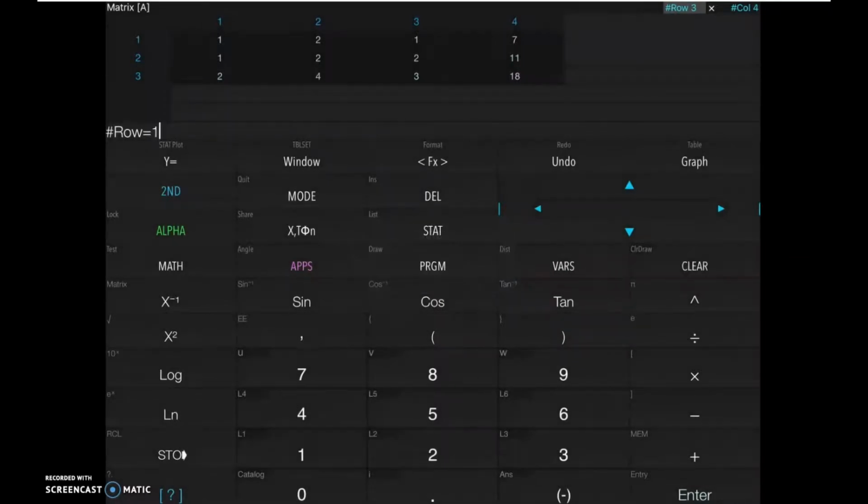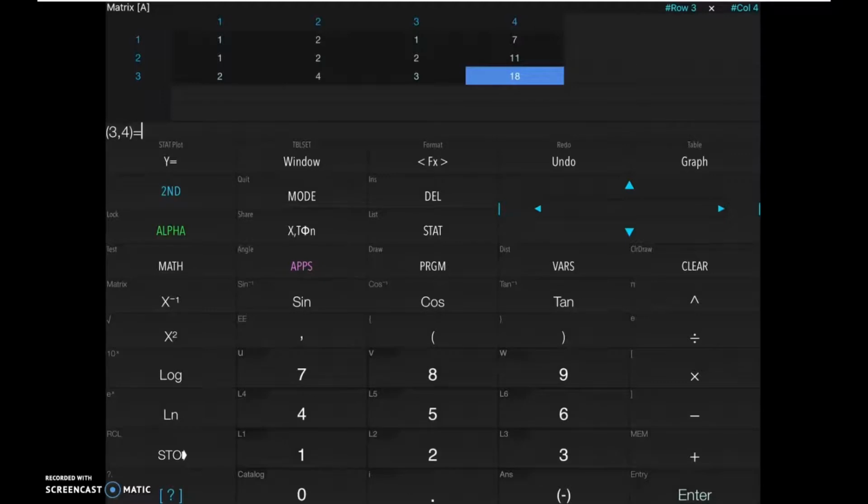Clear that. Let's say that I had to start with a 1x1 matrix. The very first thing I would do is say there are actually 3 rows, enter, and there are actually 4 columns, enter. So now I have a fairly empty matrix. I'm just going to type over all the zeros. So 1, enter, 2, enter, 1, enter, 7, enter. It automatically goes to the next row for us. And then 2, enter, 4, enter, 3, enter, 18, enter.